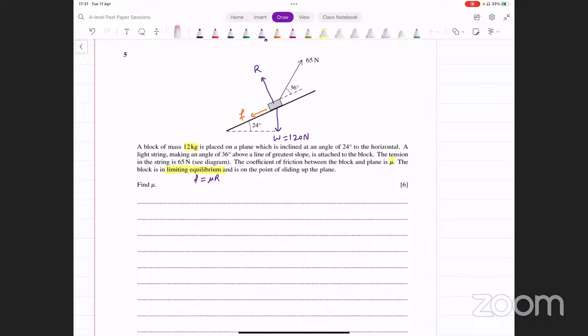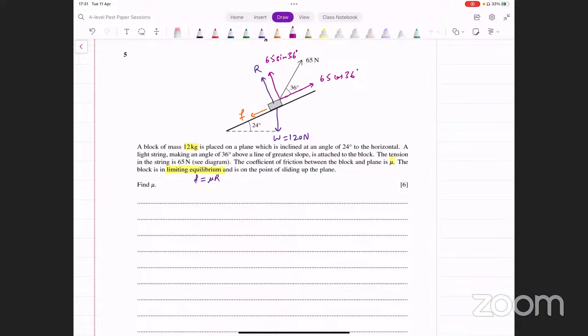65 Newton को resolve कर लें. इसके एंगल कितना बन रहा है? 36 degrees. 36 के adjacent जो component होएगा, that's going to be 65 cos 36. और 36 के जो दूसरी साइड पे component है, that is going to have sin with it. ये component क्या हो जाएगा? 65 sin 36.